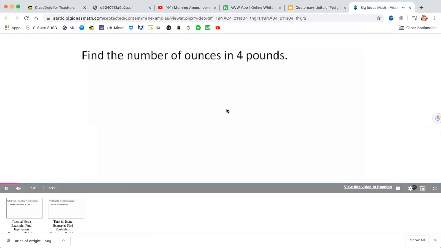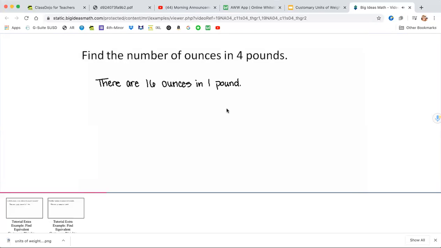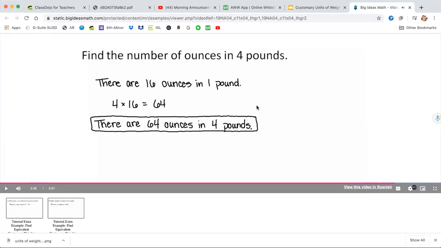Find the number of ounces in 4 pounds. There are 16 ounces in 1 pound. Use any strategy to multiply 16 by 4 to find how many ounces are in 4 pounds. 4 times 16 equals 64. So there are 64 ounces in 4 pounds.